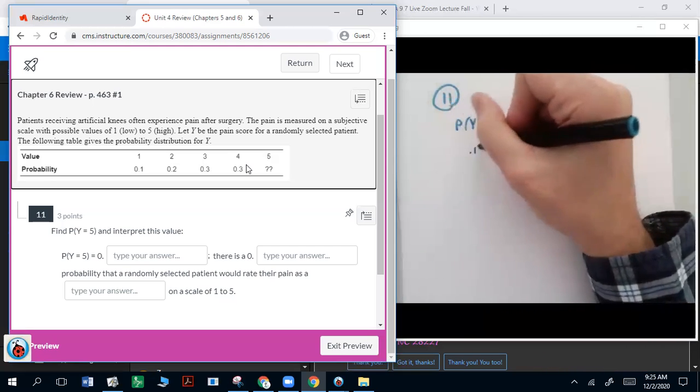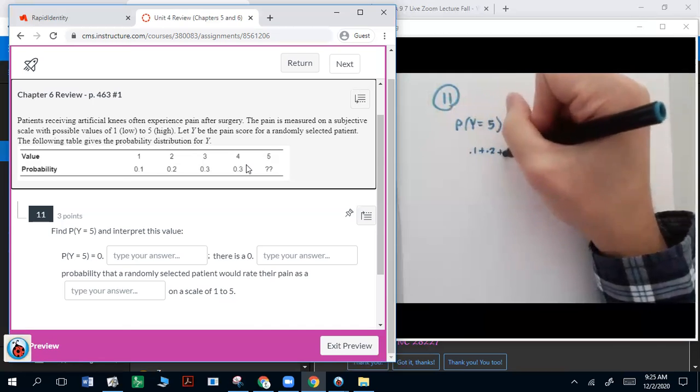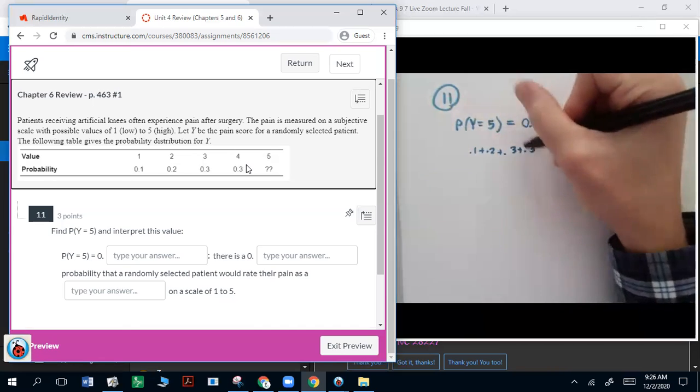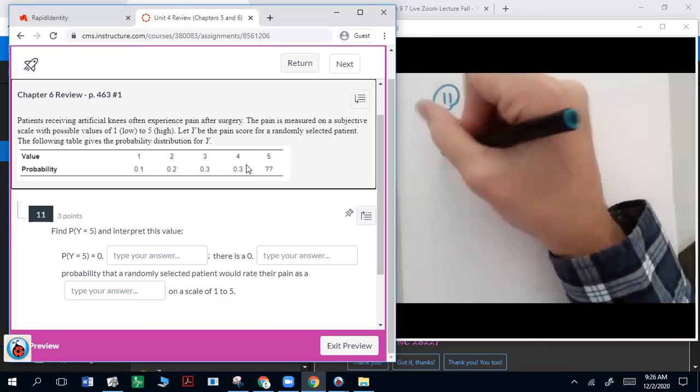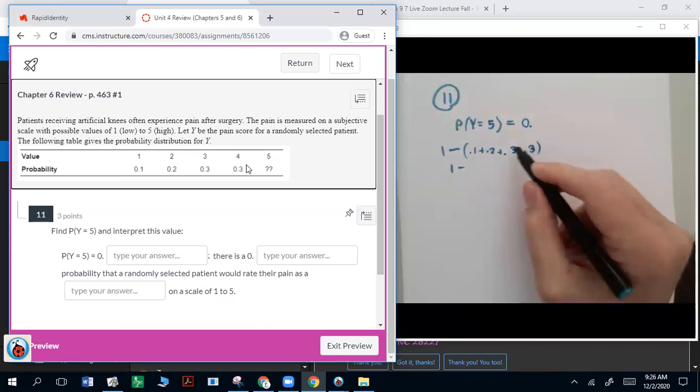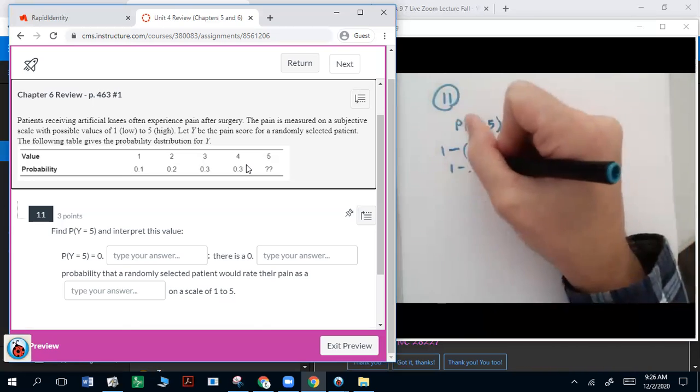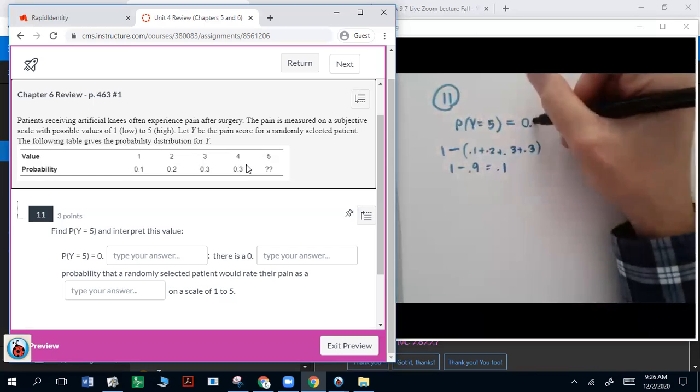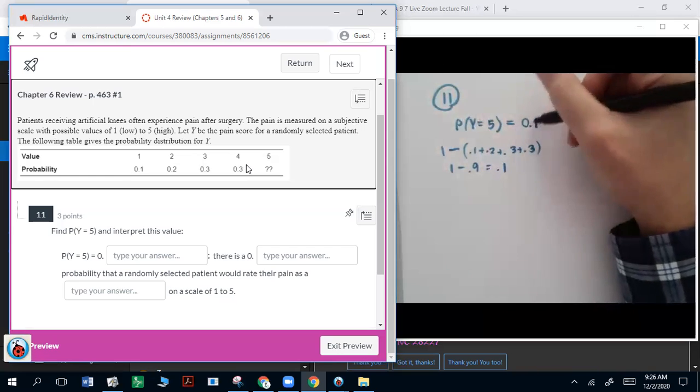So if we just do 0.1 plus 0.2 plus 0.3 plus 0.3, and you do 1 minus that, 0.9. So 1 minus 0.9 is 0.1. So you're going to want to put in 0.1 for that blank.